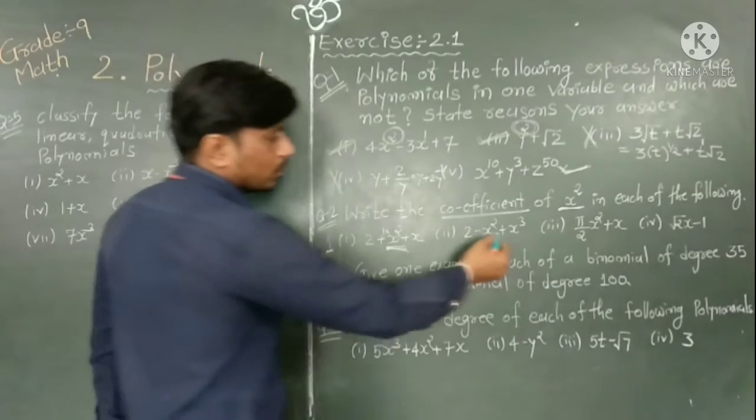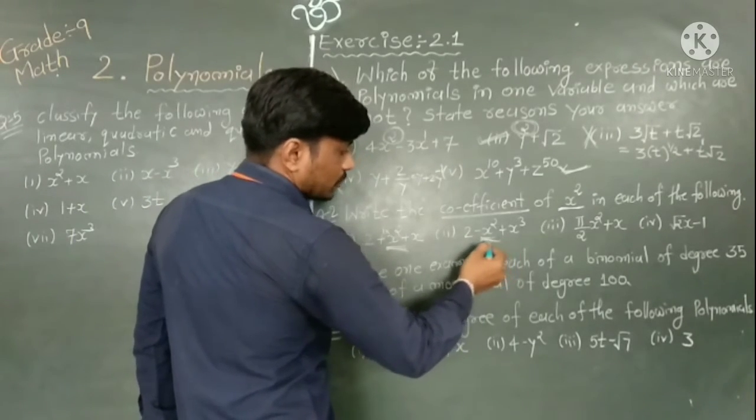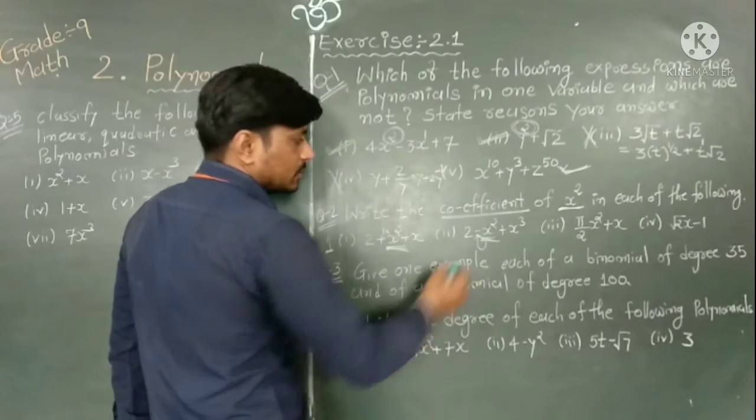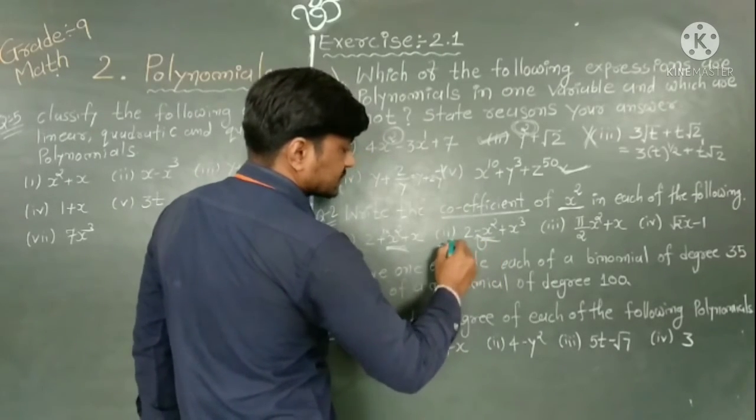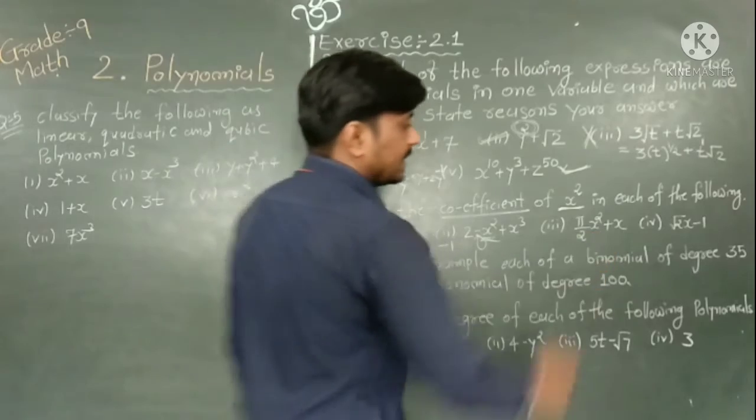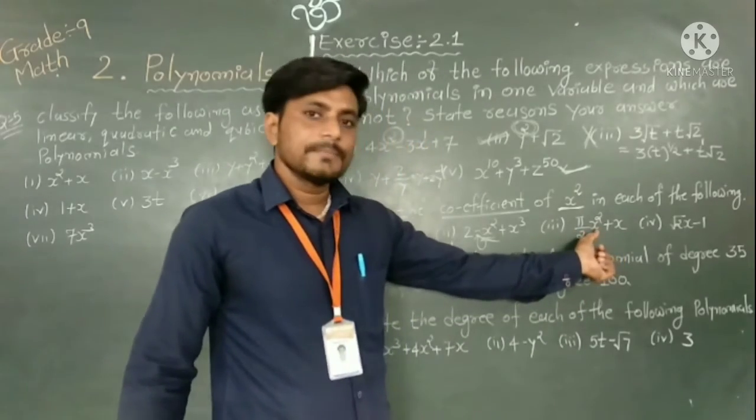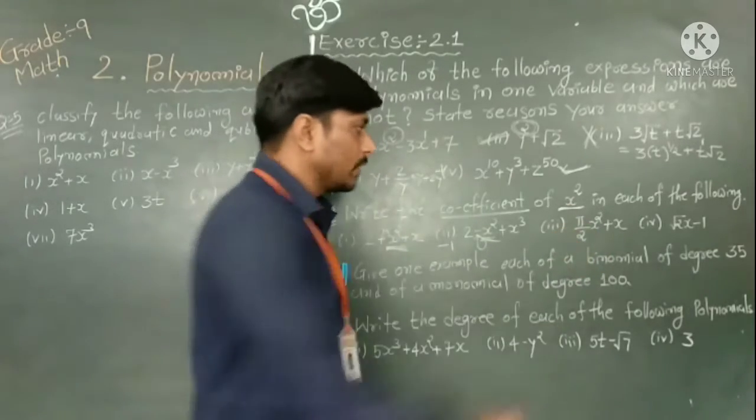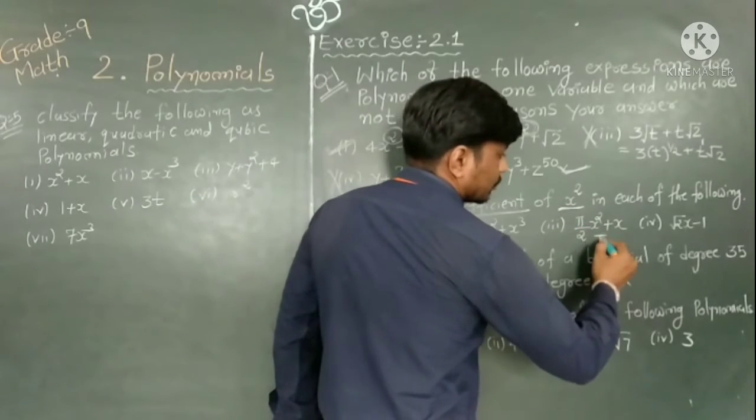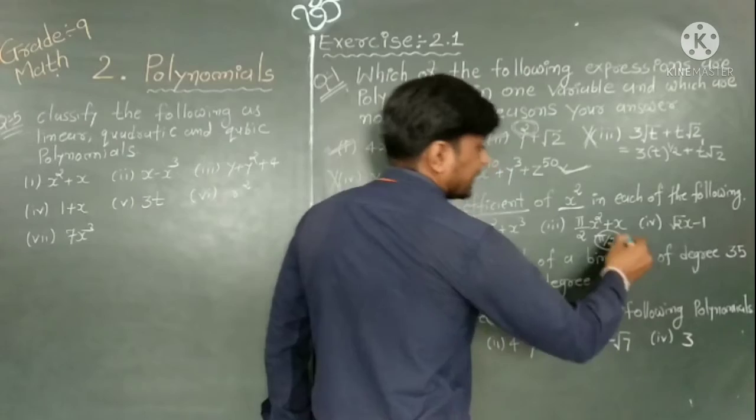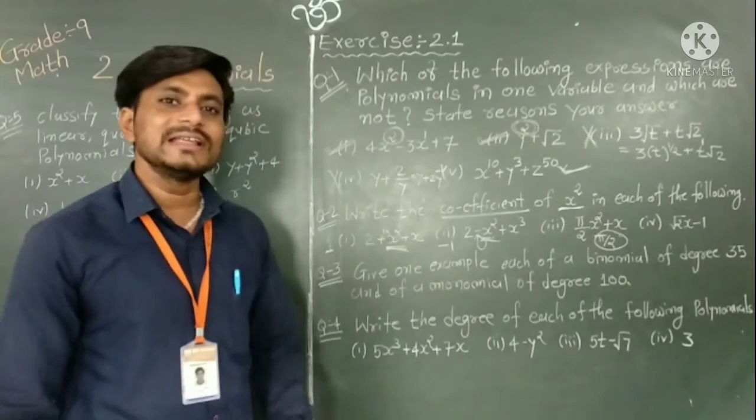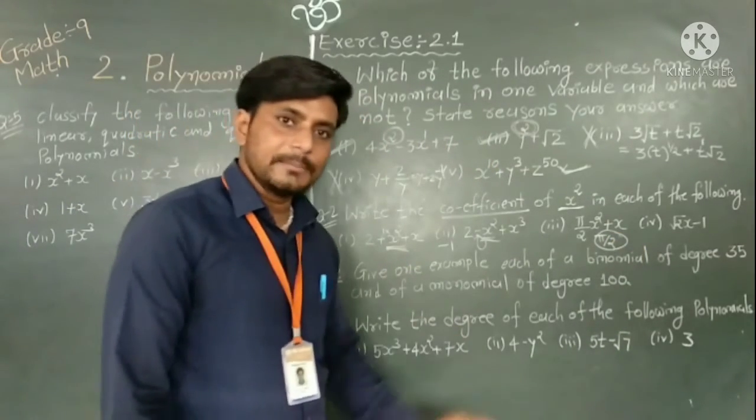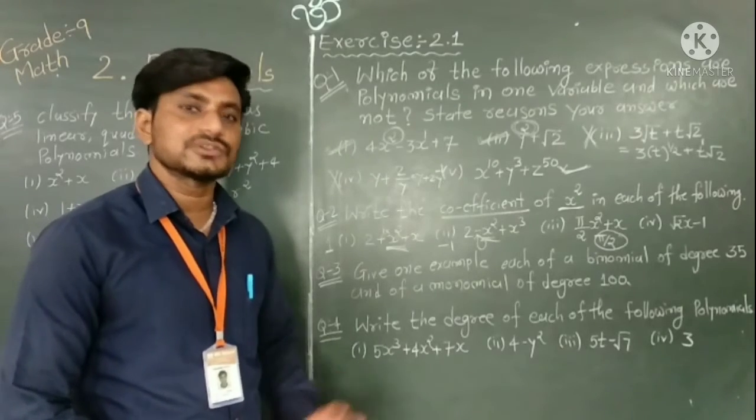Okay. Now look, x square is multiplied with minus 1. So the coefficient of this is minus 1. Similarly, with x square there is a pi by 2. So the coefficient of x square is pi by 2 in this example. Got it? You have to only check that number which is multiplied with x square.